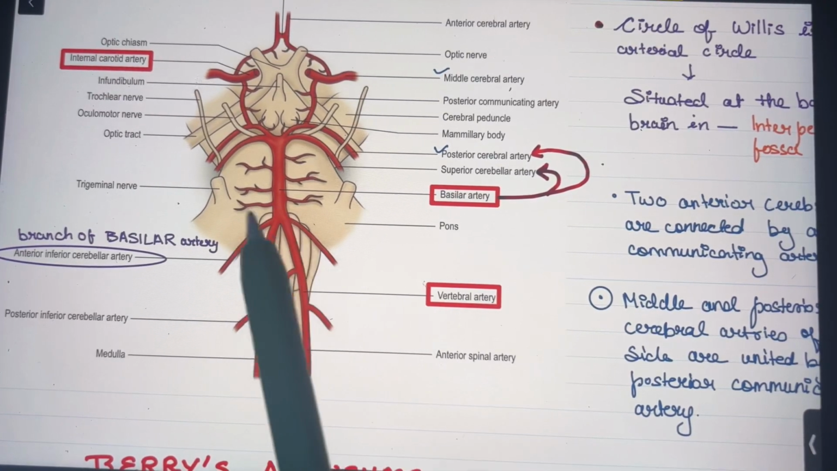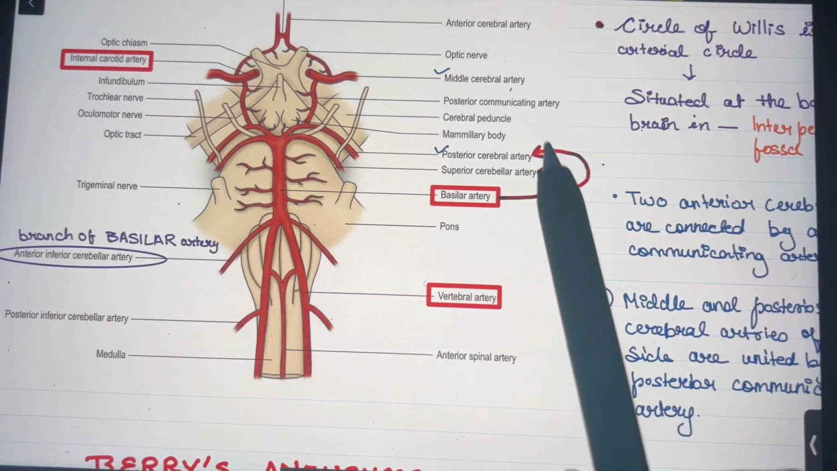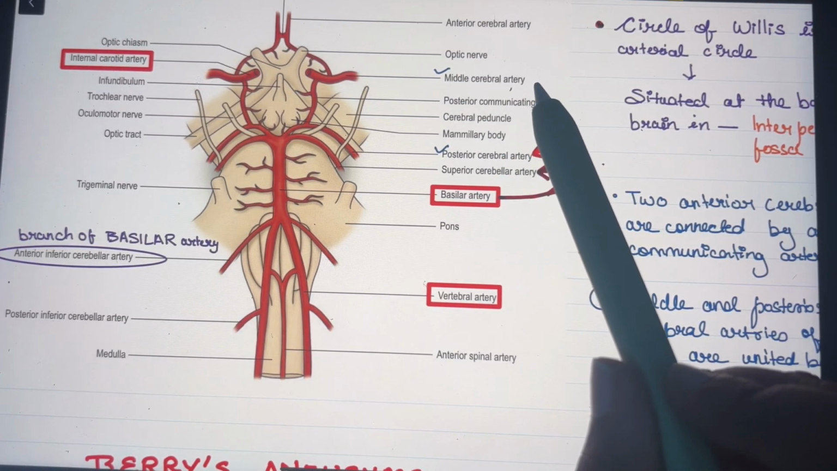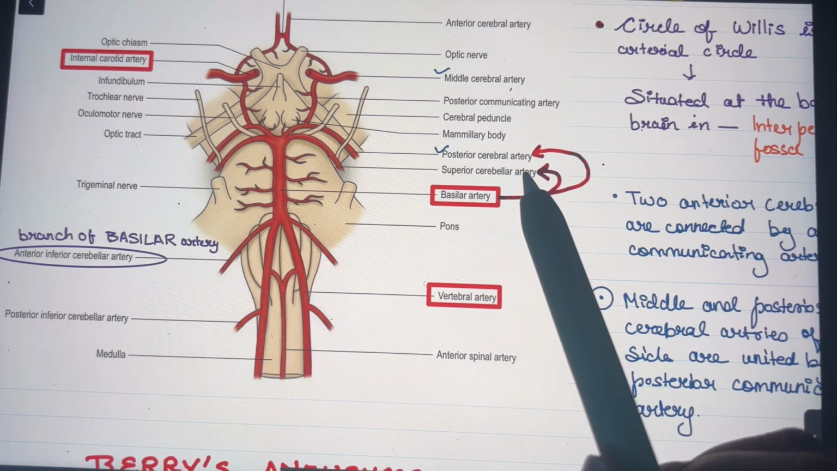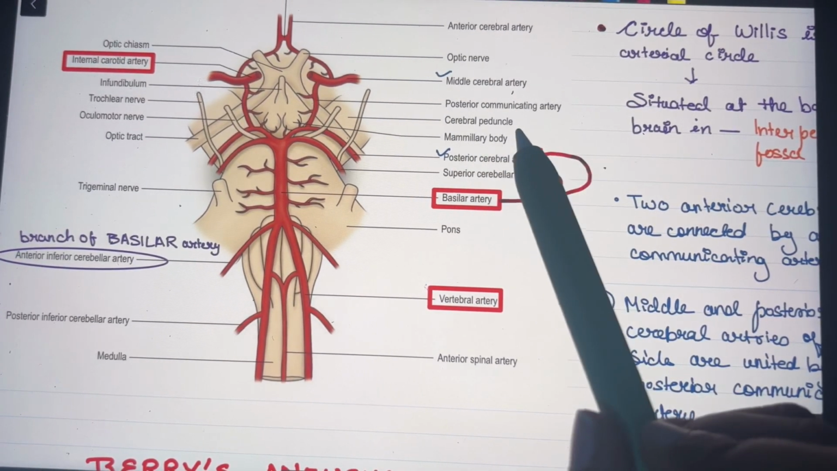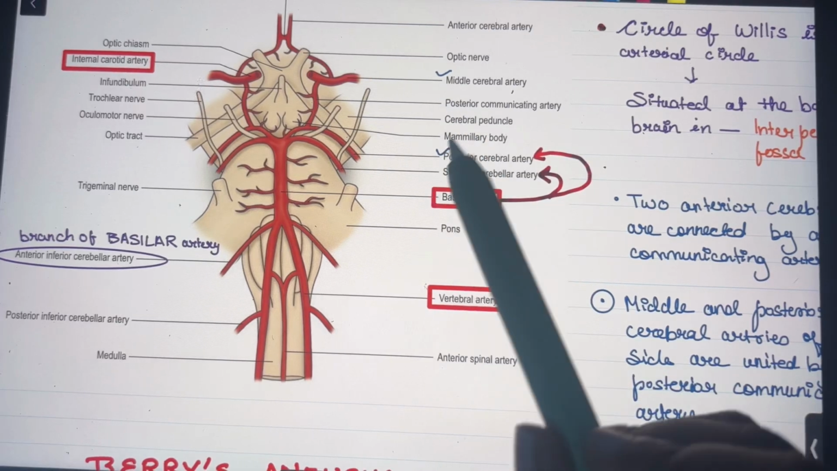So here we can see the middle cerebral artery and the posterior cerebral artery. The middle cerebral artery is a branch of the internal carotid artery, and the posterior cerebral artery is the branch of the basilar artery, which is joined by the posterior communicating artery on the same side.